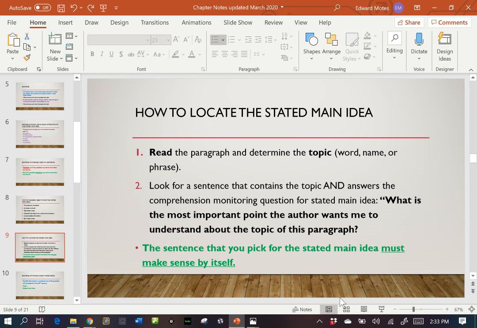So what do we do? So what you want to do first is read the paragraph and determine the topic, the word, name, or phrase the paragraph is about. Then you want to look for a sentence that contains the topic and answers the comprehension monitor question for stated main idea. What is the most important point the author wants me to understand about the topic of this paragraph? The sentence that you pick for the stated main idea must make sense by itself. I'm going to stop there, and you will continue in the discussion in the second video for this.